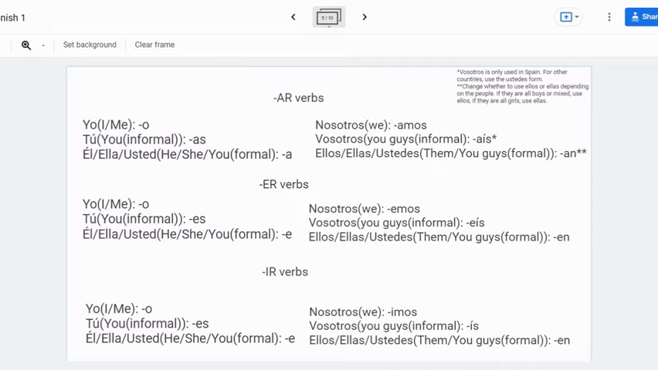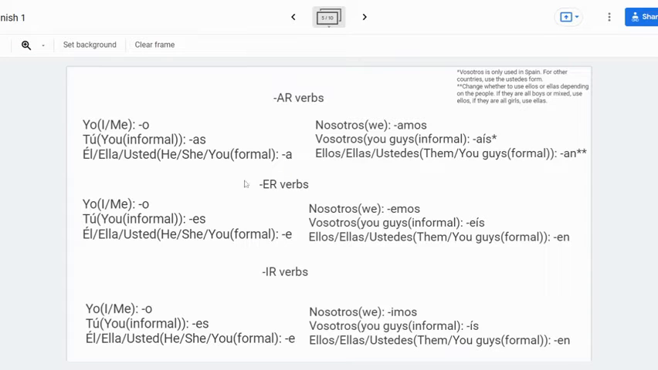For the ellos, ellas, and ustedes form, which means them and you guys in a formal way, you would drop the AR and add an AN. The vosotros form is actually only used in Spain, and for other countries, you should use the ustedes form as default. You should choose ellos and ellas depending on the subject. If the subject is all masculine or they're mixed, you should use ellos. If they're all feminine, you should use ellas.